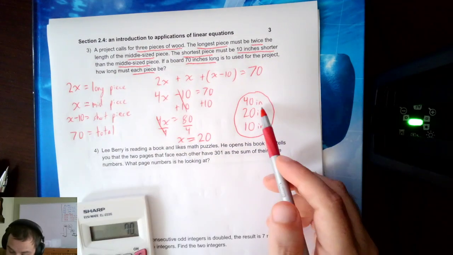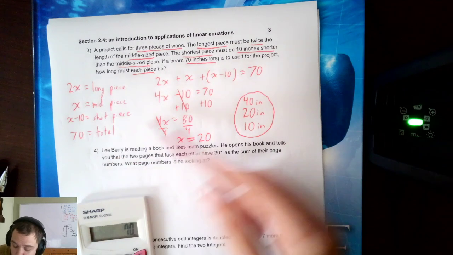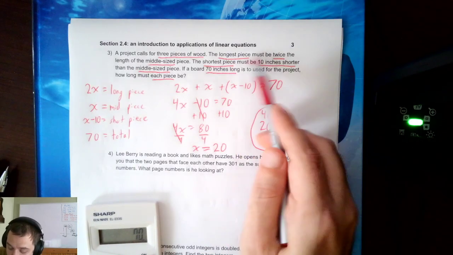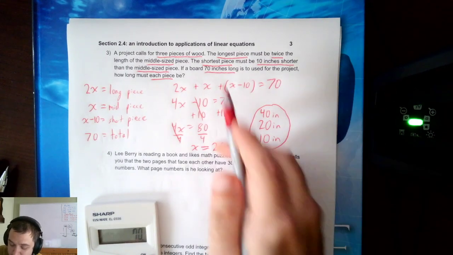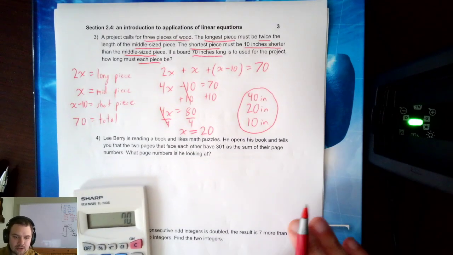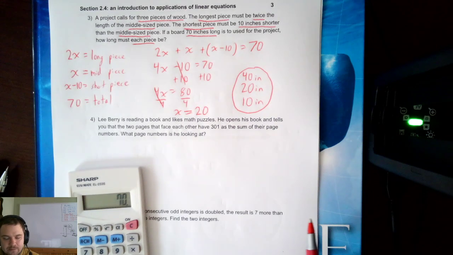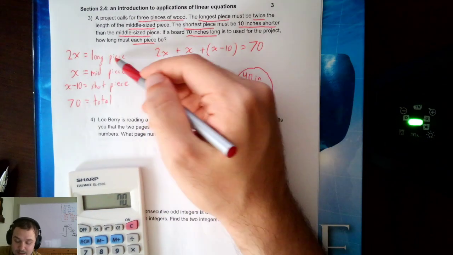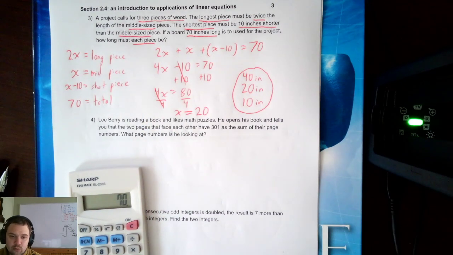Similarly, I see these relationships are true. They're relationships in the question. The long piece is double the middle. The short piece is 10 shorter than the middle. I can double check my answers to make sure they're making sense, right? So here, we had three unknowns that were in relation with each other.